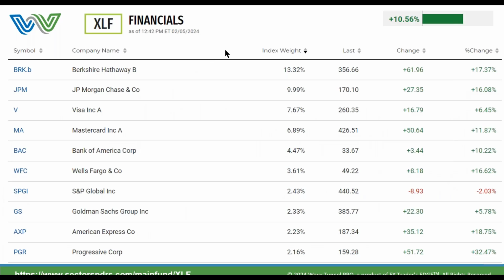XLF financials. Berkshire Hathaway has the biggest index weight. Let's look to see which one performed the strongest. And it happened to be the last one on this list, PGR Progressive Corp, up 32.47%. So I think I'm showing you this to give you a way to see, okay, because there's so many stocks in the universe. This is not my scanner.